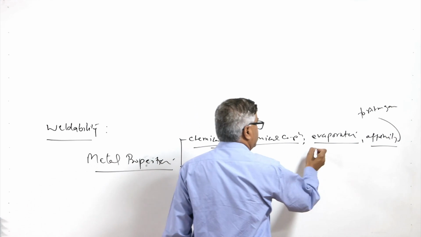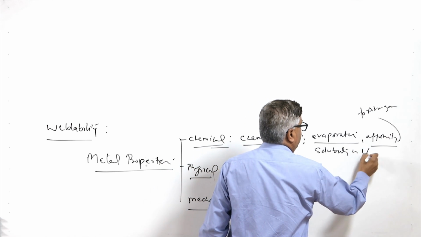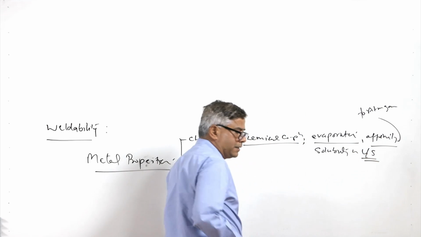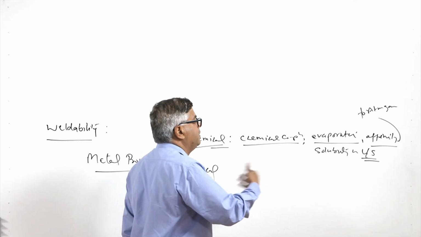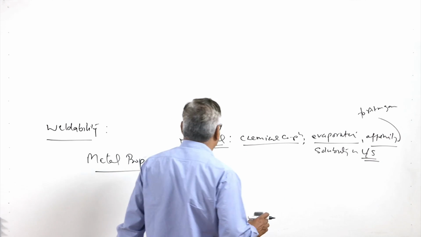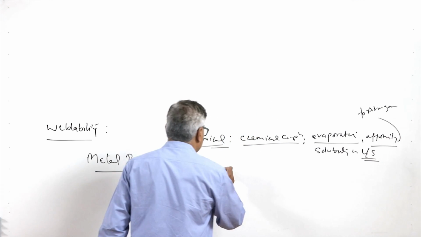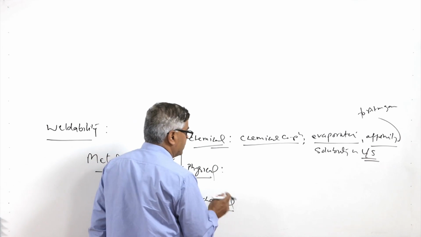Then the solubility also is one of them: solubility in the liquid and the solid states. Greater the difference in the solubility of the gases in the liquid and solid states, that will be leading to the increased tendency for the porosity in the weld metal. Among the physical properties of the metal, we have a number of physical properties which significantly affect weldability.